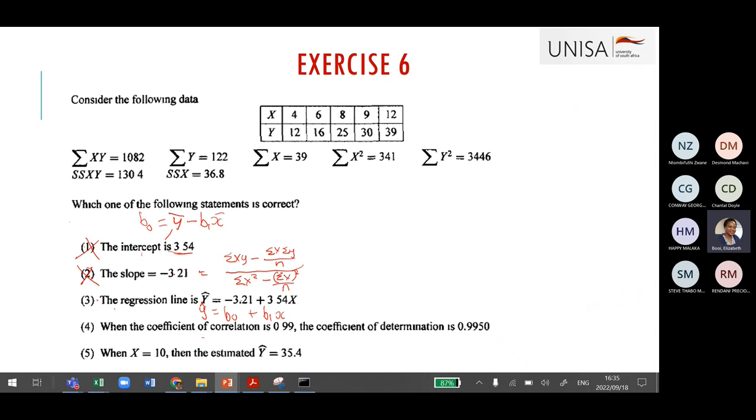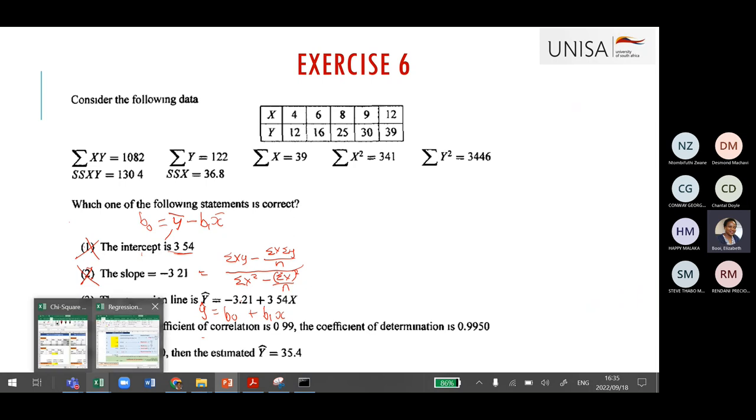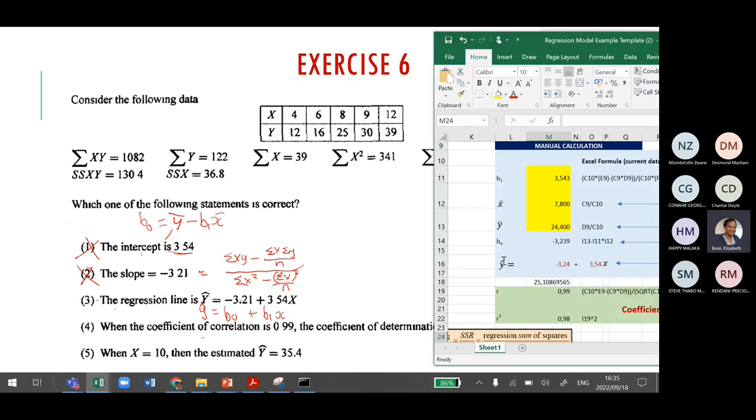The regression line, so these values, I can see that they have written them vice versa, right? So my equation should say y hat is equal to minus 3.24, because this is 24. They have 21, but it's still more or less the same thing. So this equation might be correct because they would have calculated this manually, not using the formulas as we have.